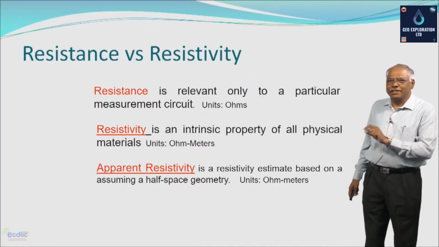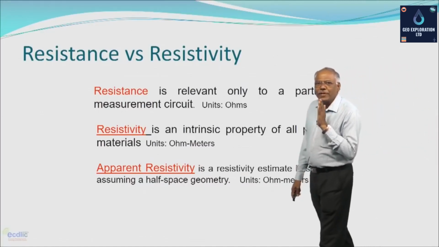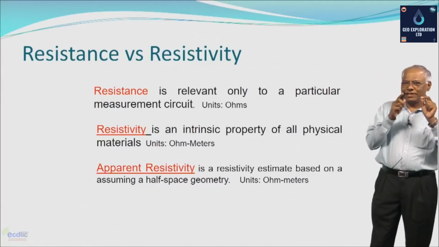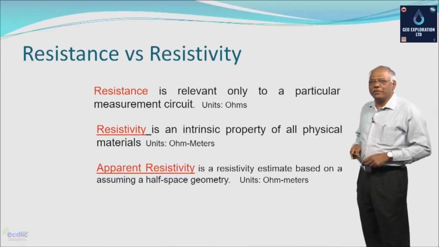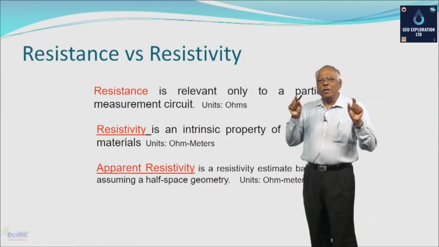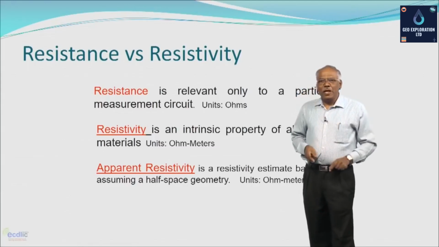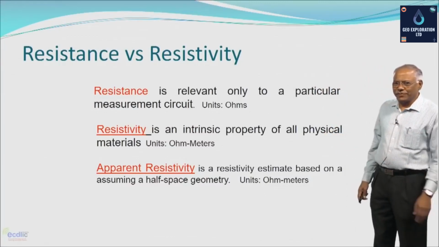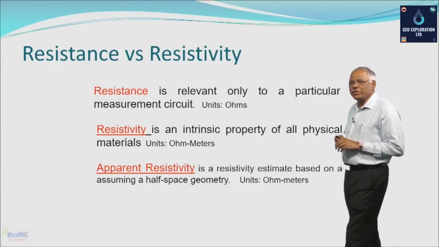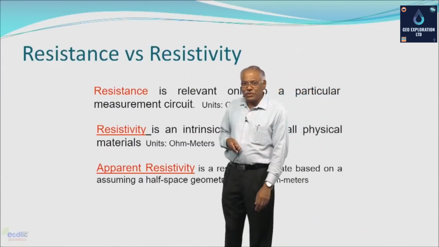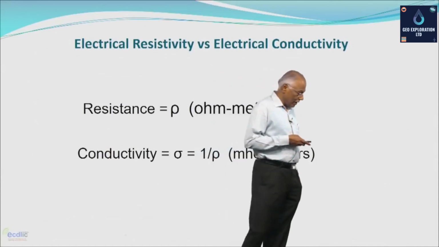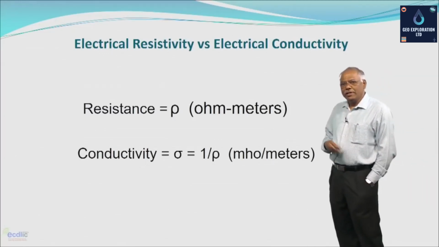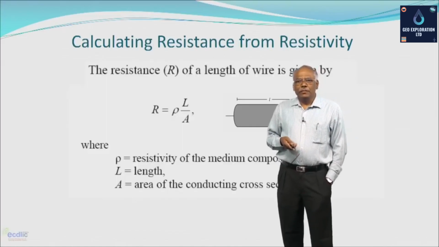And now let us try and understand the basic difference between resistance and resistivity. Resistance is relevant only for a particular measurement circuit, and resistivity is an intrinsic property of a physical material. These are two important properties that we need to understand the difference between. In the case of rocks, we often use the term apparent resistivity, which is a resistivity estimate based on assuming half space geometry, and this is typically what we use in measurement of the geophysical properties of the rocks within the subsurface. Resistivity is measured in ohm meters, or in other words, conductivity is measured in mho per meter.